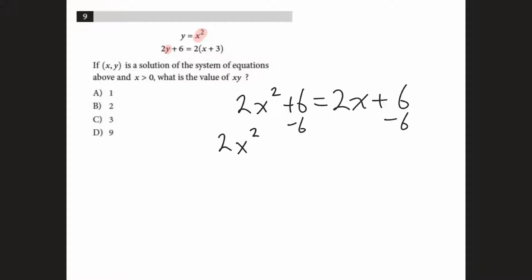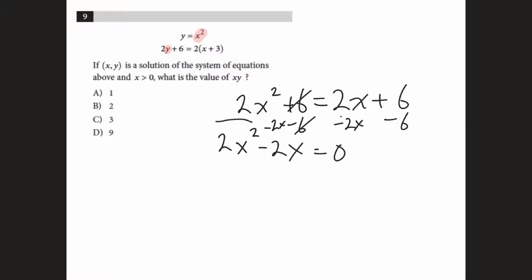So we're going to get 2 times x squared plus 6 equals, and I'm going to distribute that 2. That'd be 2x plus 6. Now we have a quadratic equation. To solve a quadratic, we set it equal to 0. So I'm going to move everything to the left. I'm going to get 2x squared, subtract 6 from both sides. Well, the 6's are going to cancel out. And then I'm going to subtract 2x from both sides, minus 2x. Okay, well, I'll get 2x squared minus 2x equals 0.